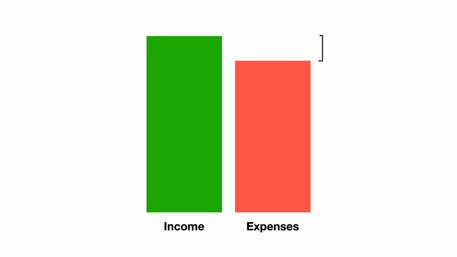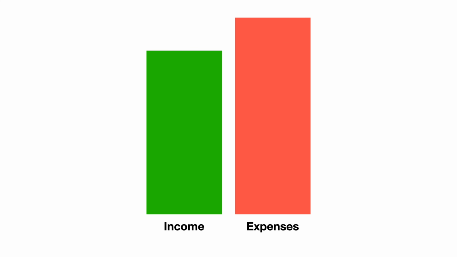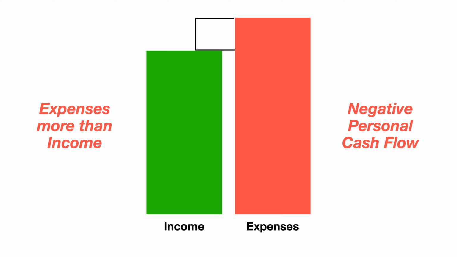What about this one where it's a little closer, income is a little bit more than expenses? This would be low personal cash flow, so your income is just a little bit higher than your expenses, but you're still profiting each month. And then again, we have something we really want to avoid consistently, when your expenses are more than your income, and that's going to be your negative personal cash flow. Again, this will happen from time to time in your life because you're going to have months when you overspend, but you want to avoid this consistently.